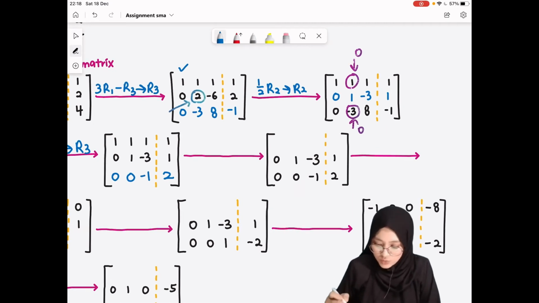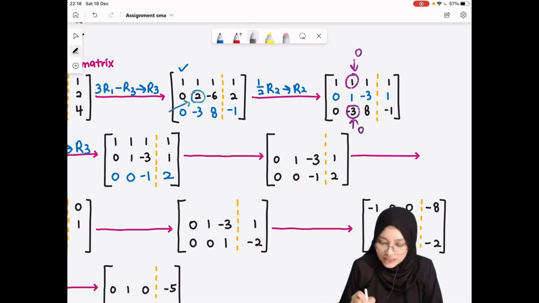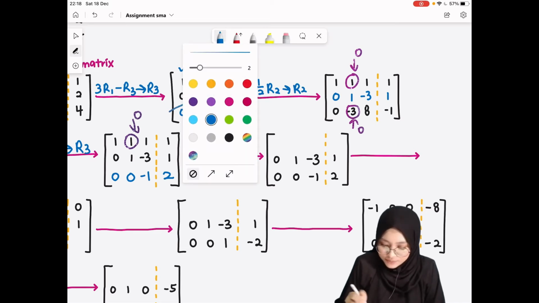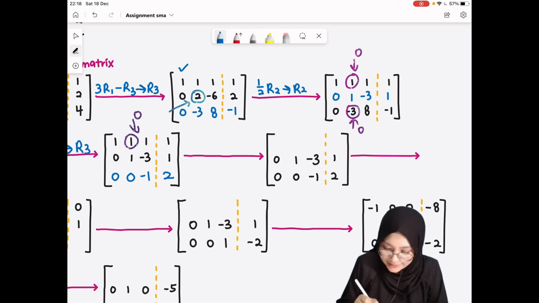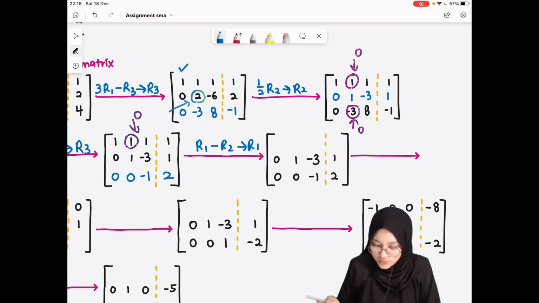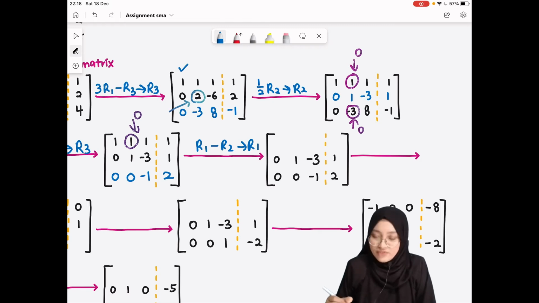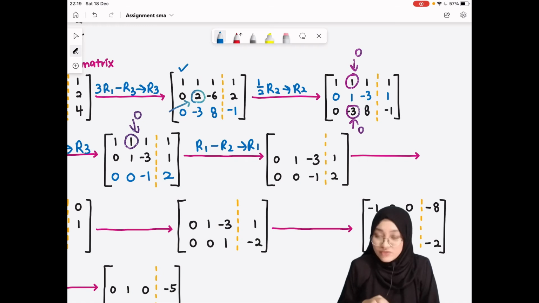Okay, so we can continue to make the number above the leading one become 0. Right, so how to do that? Keep focus with me. We can just do some subtraction, which is row 1 minus row 2, and we will write it down in row 1. Same as previously, row 2 and row 3 we just copy back from the previous one.